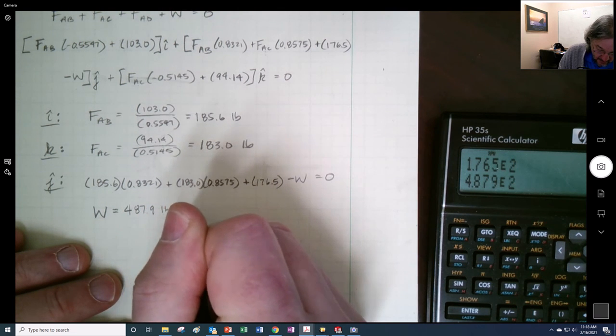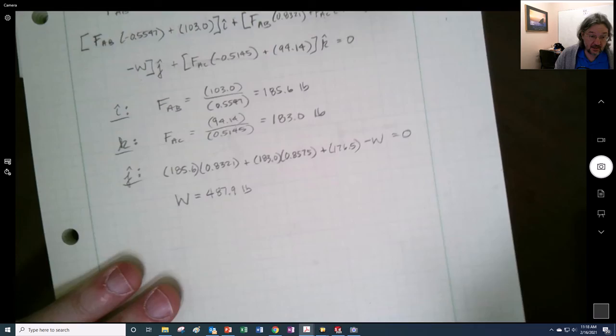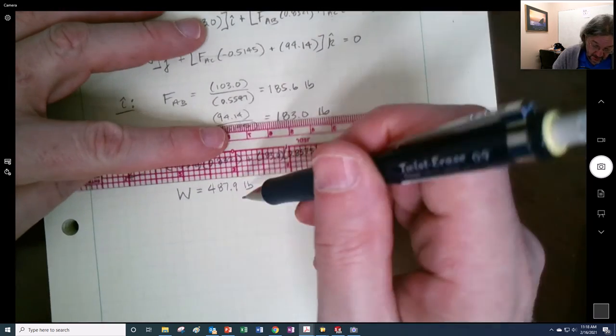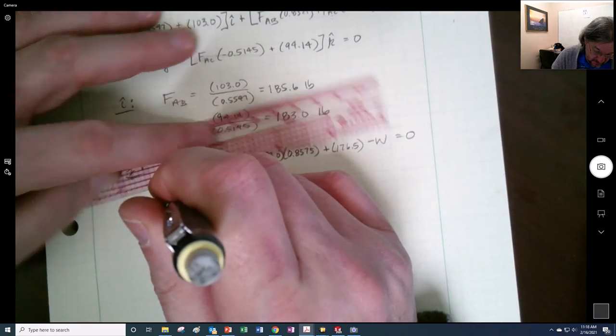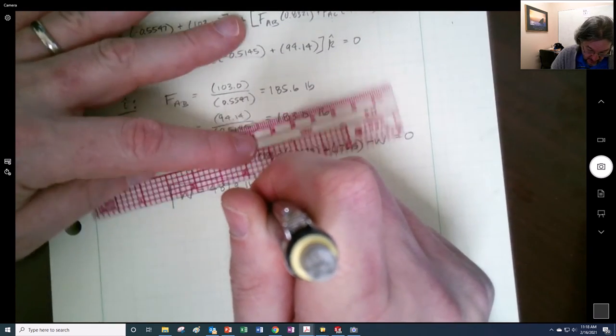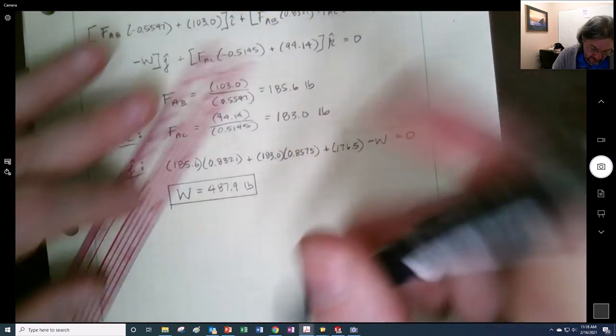487.9 pounds. And I think I can actually even just go ahead and say here is my answer, because boom, I don't have to rewrite it again. 4 sig figs, box it, good to go.